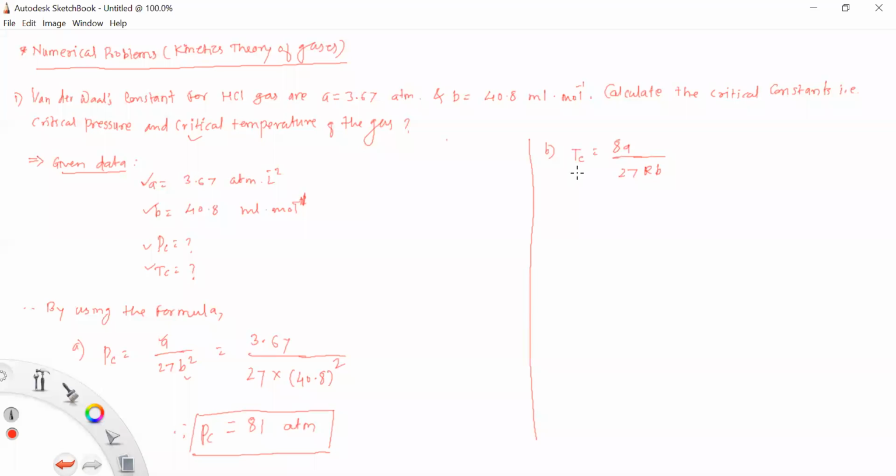So the formula is TC equals 8a upon 27Rb. We are using this formula, and we know the a and we know the b, and R is the gas constant. So we know that this is the constant, and we know the value of R. Therefore, TC equals 8 into a.